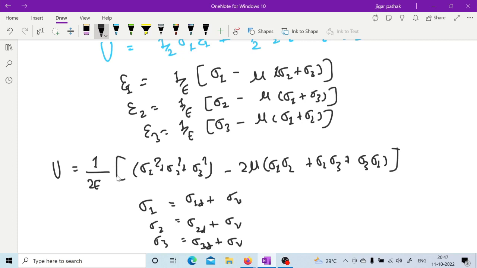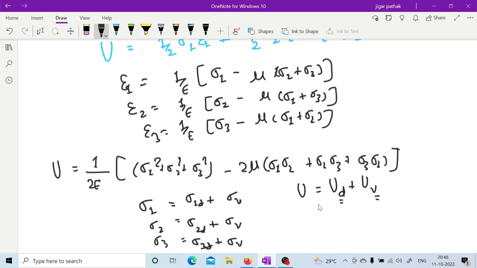As the stress is divided into these two, the strain energy is also divided into distortion and volumetric change. Distortion means there is no change in volume, only distortion is there, and Uv means there is a volumetric change.